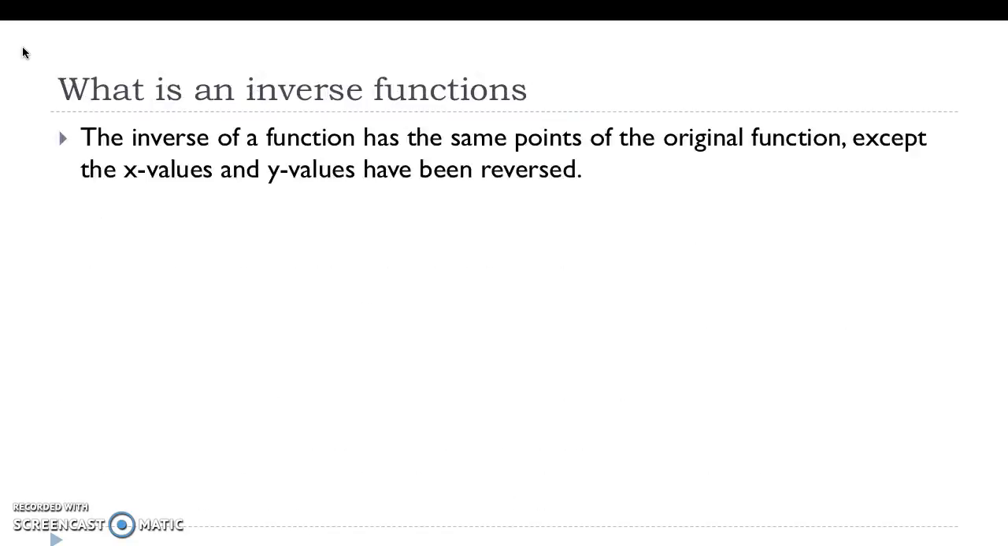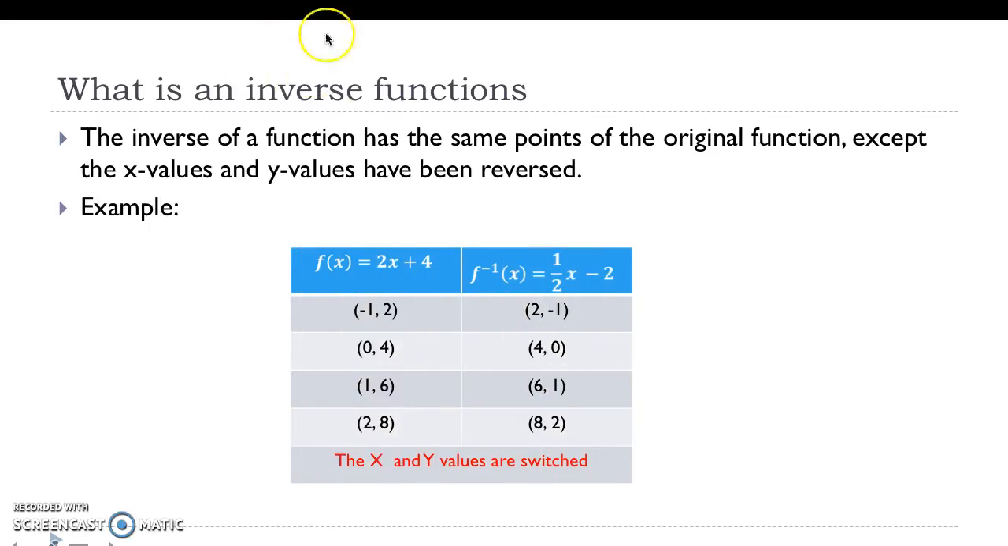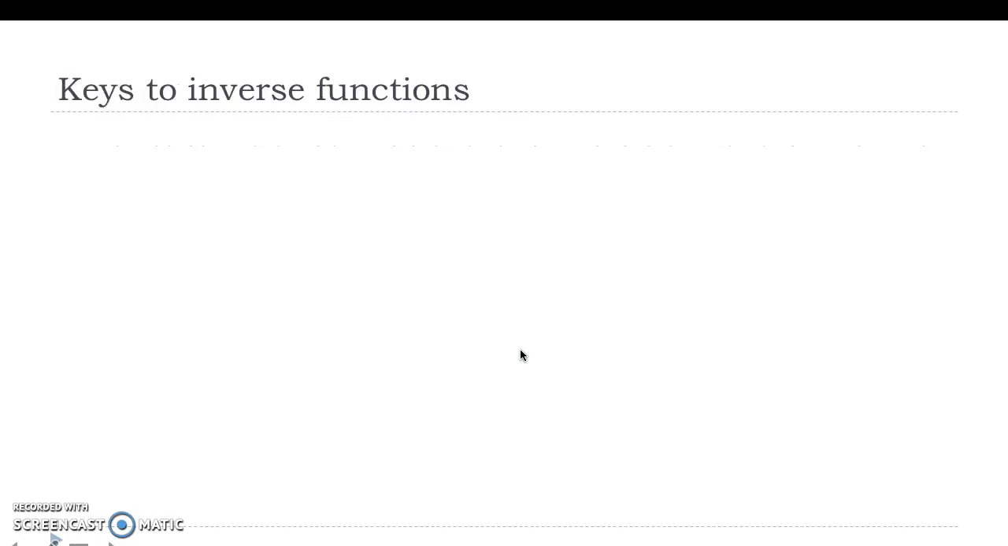So what is an inverse function? The inverse of a function has the same points of the original function except the x values and y values have been reversed. So let's look at this table. We have f of x equals 2x plus 4, where our points are (-1, 2), (0, 4), (1, 6), (2, 8). The inverse, which we express as f to the negative first of x, we just call that the inverse of f, and x and y's just switch.